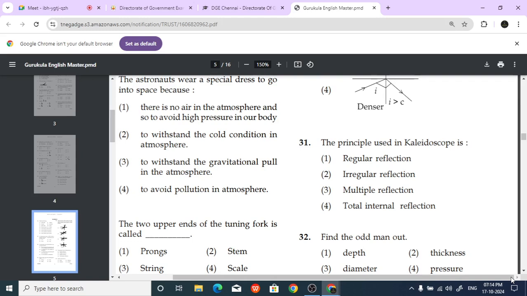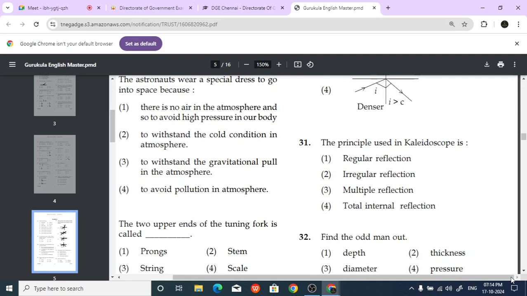Sir, pressure, sir. Why pressure? Sir, because the other three states an object's measure, sir. Hmm. But pressure can even change the object shape, sir. Okay, I'll give that to you, but is there any other logic?